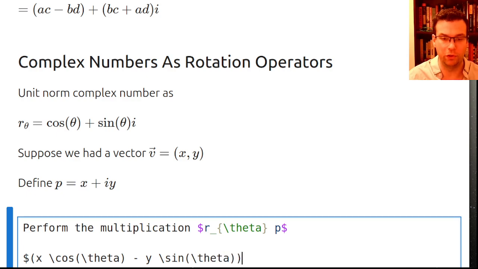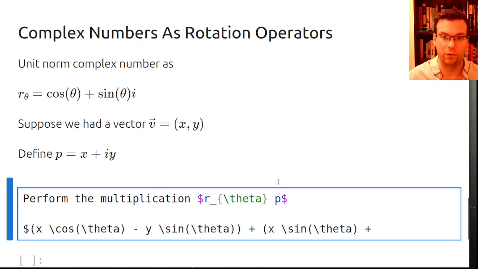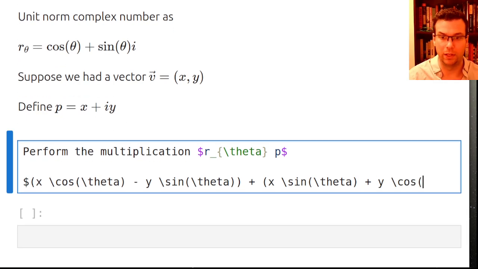All right, so that's the real component. And then let's look at the imaginary component. So that would be plus, okay, so b, that's sine of theta times c, x. So that would be x sine of theta. And then finally plus a times d. So that would be cosine of theta times y. So plus y cosine theta.